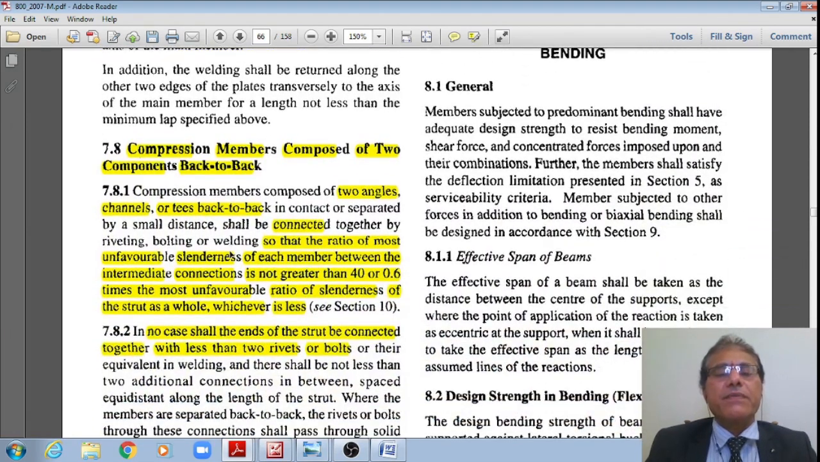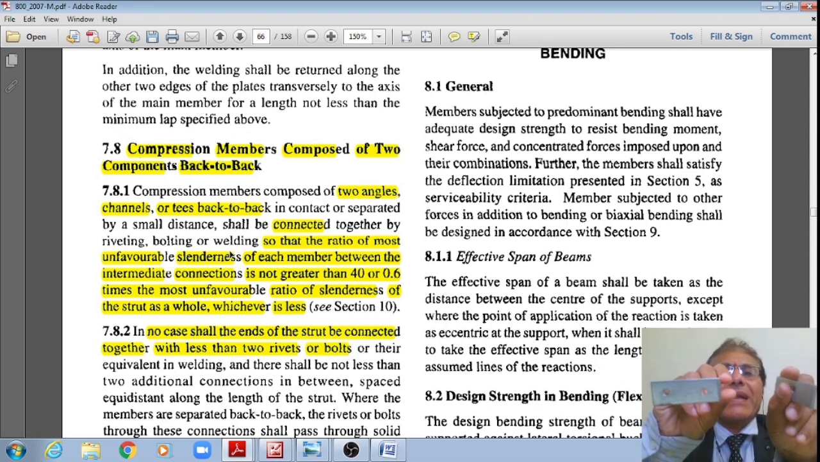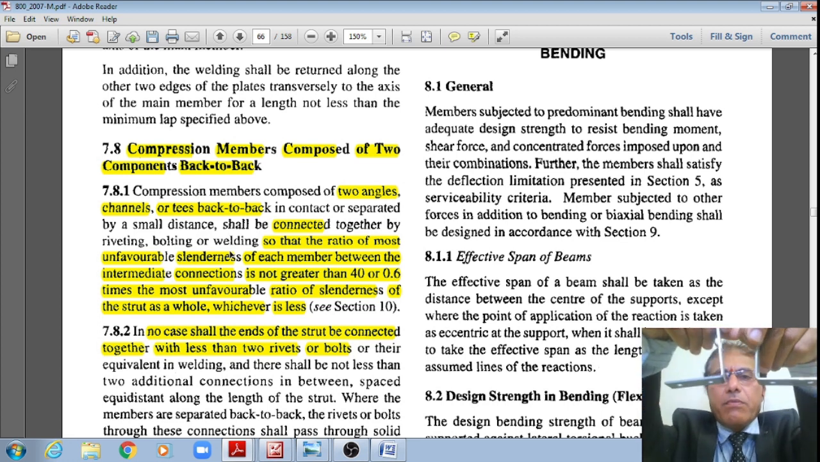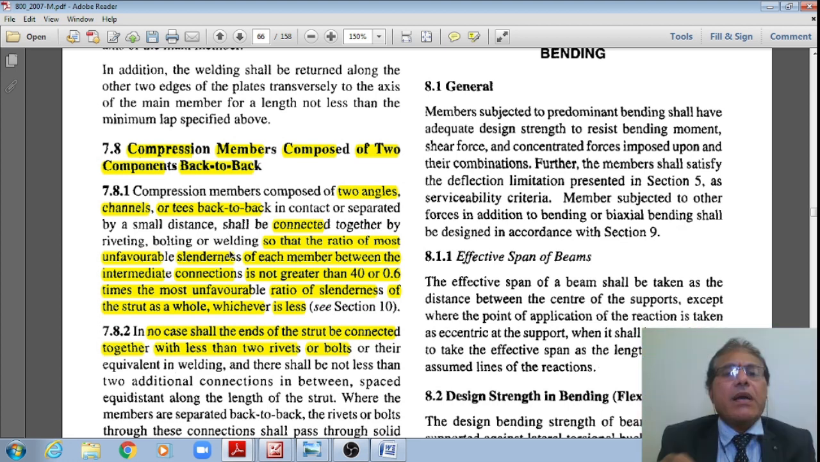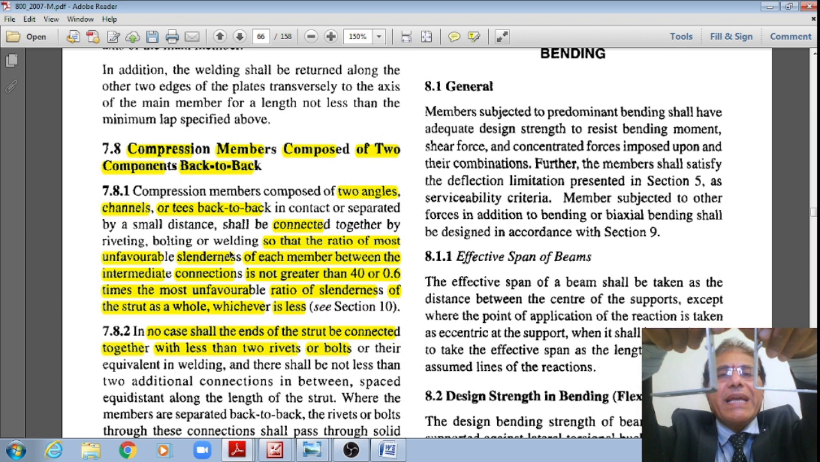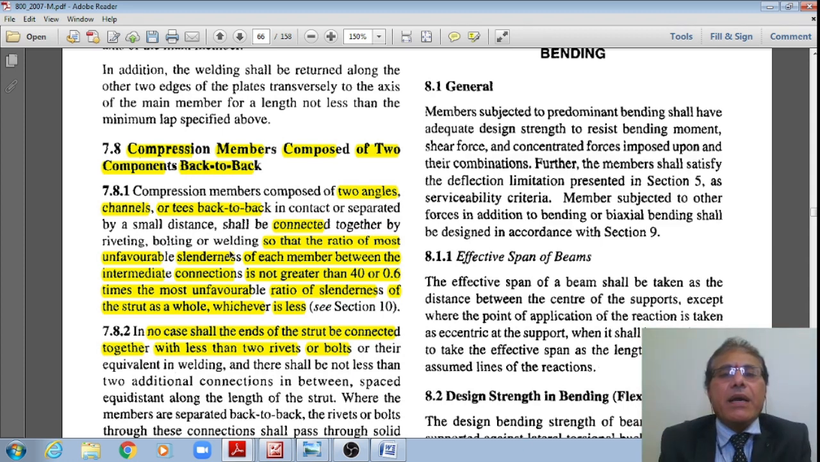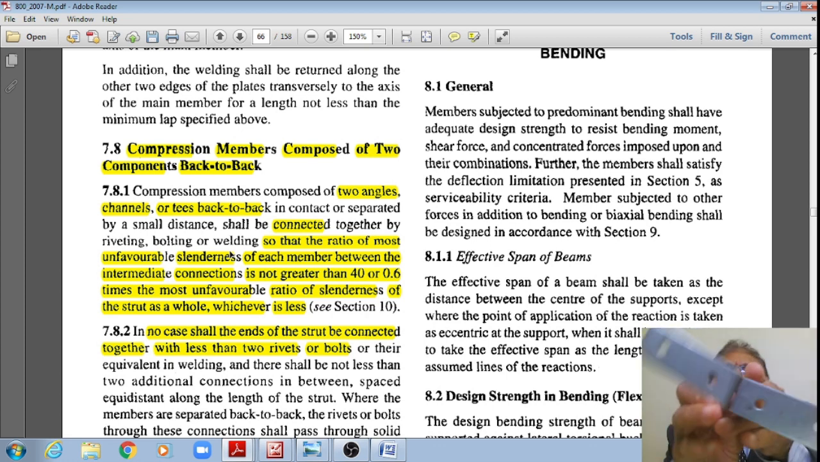Now the next specification is for compression members composed of two components back to back, not facing each other, back to back like this. In such a case, the compression member is composed of two angles, or channels, or T's, back to back, in contact or separated by a small distance, as appropriate. This is how there is no gap between these two angles.